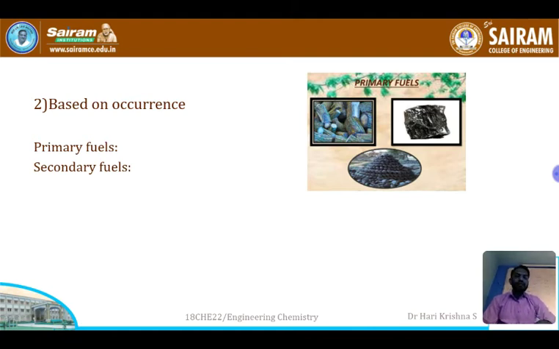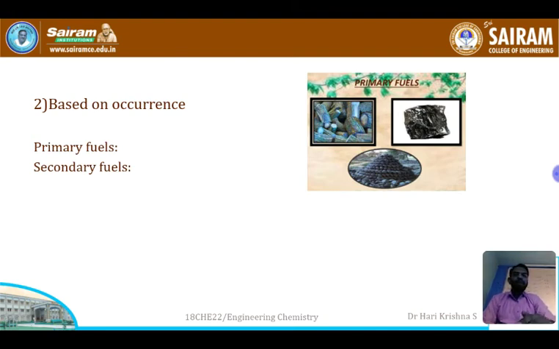Next, secondary fuels. What do you understand by secondary fuels? The primary fuels which are obtained after being processed. These fuels, which we call secondary fuels, are derived from primary fuels. Example, here charcoal. How is charcoal obtained? We subject wood to combustion, right? So it undergoes combustion, right? After combustion we get the remains of wood, which is called charcoal.